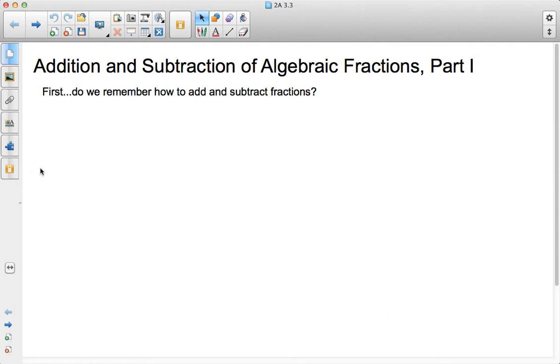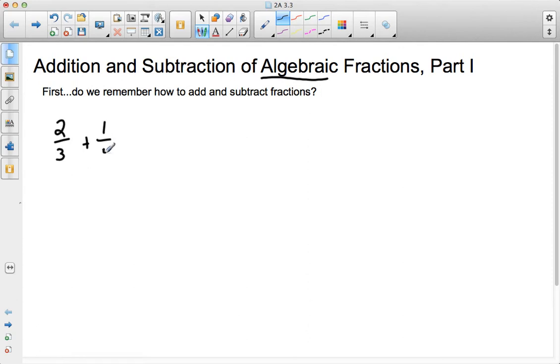Today we're going to be talking about the addition and subtraction of algebraic fractions. But before we talk about algebraic fractions, let's talk about adding and subtracting fractions in general. So I'm going to go ahead and start out with something like 2/3 plus 1/4. Now remember, in order to add and subtract fractions, you have to have a common denominator.